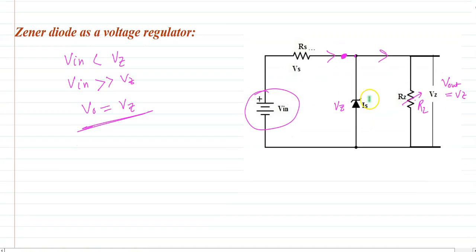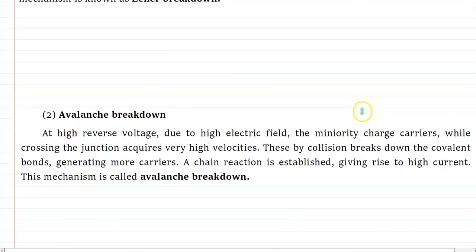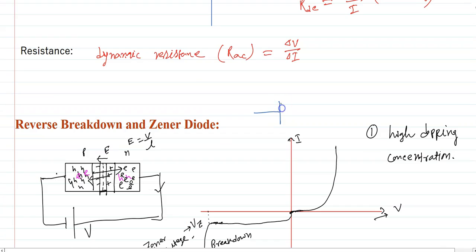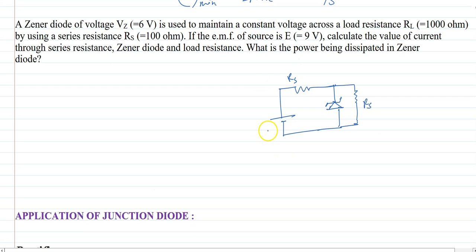The symbol of a Zener diode is slightly different from the normal diode. Its symbol is like this. First draw a normal diode and draw two lines like this. This is the symbol of the Zener diode. Here the input voltage is 9 volt, Vz is 6 volt, RL is 1000 ohm, and RS is 100 ohm. Calculate the value of current through the series resistance, means current through RS.